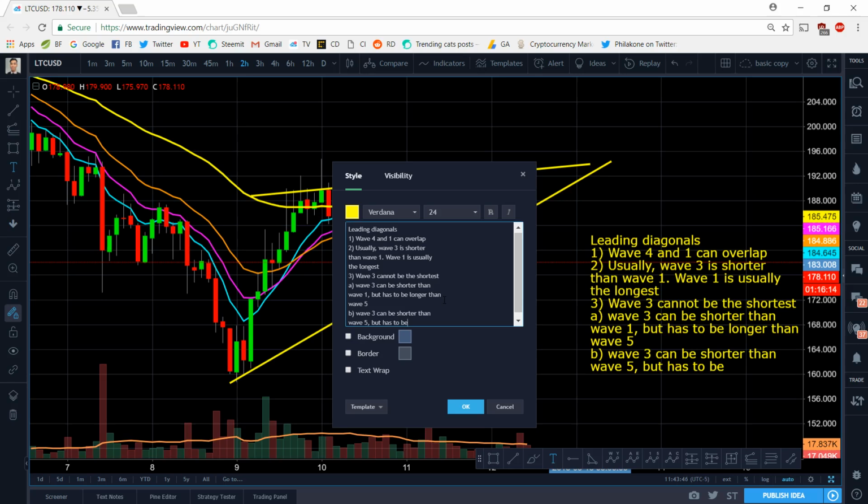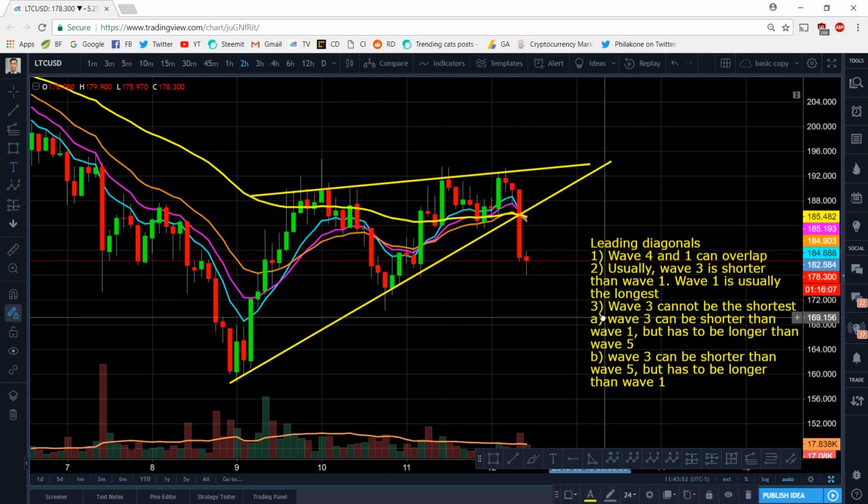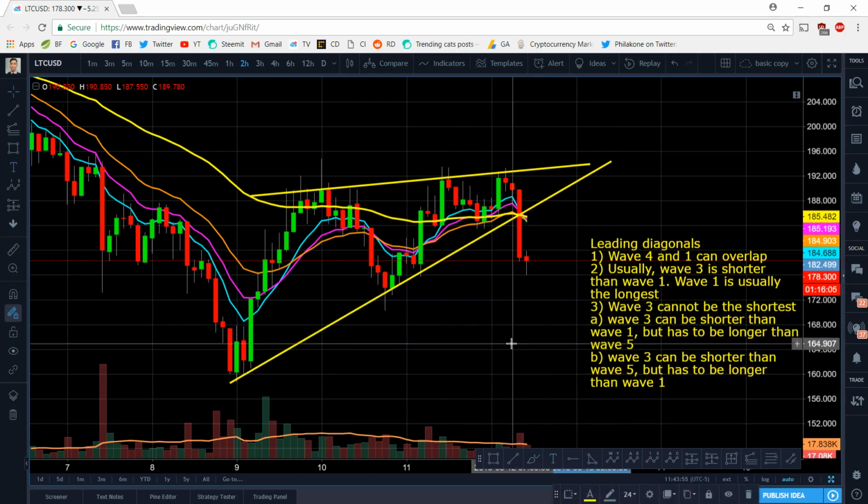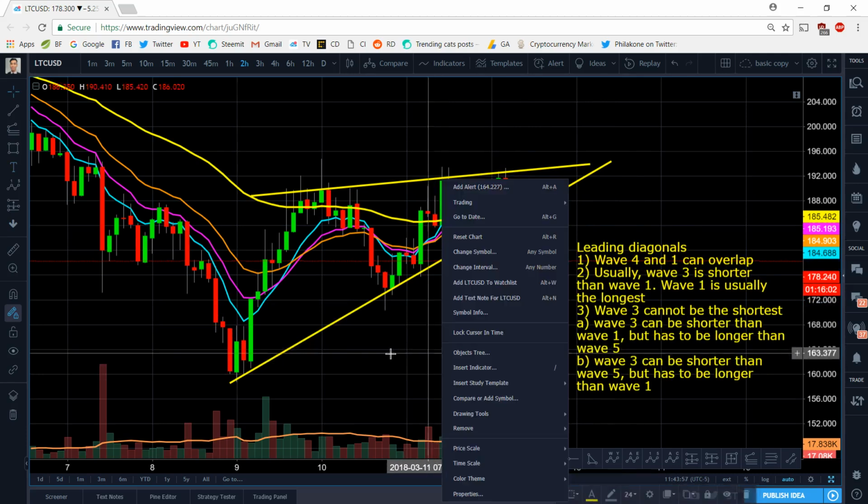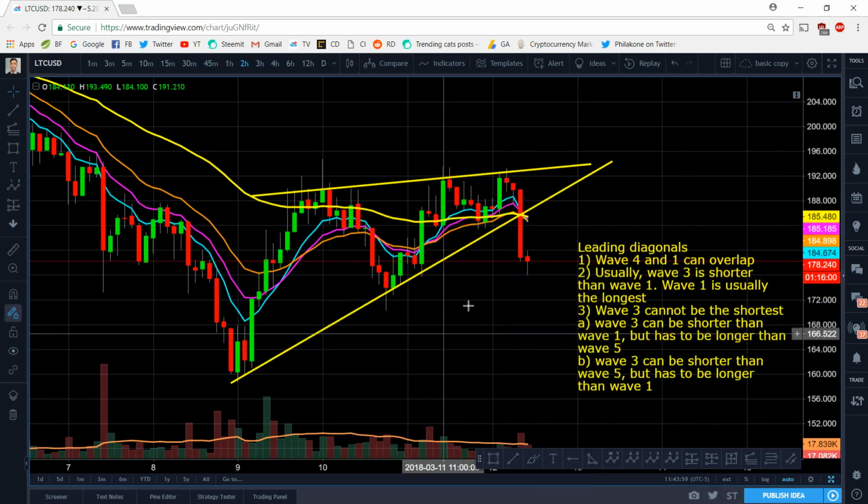So wave 3 can be shorter than wave 5, but has to be longer than wave 1. So this is just kind of saying the opposite. To summarize it, all that it's really saying is that wave 3 just cannot be the shortest. So these are some characteristics of leading diagonals.